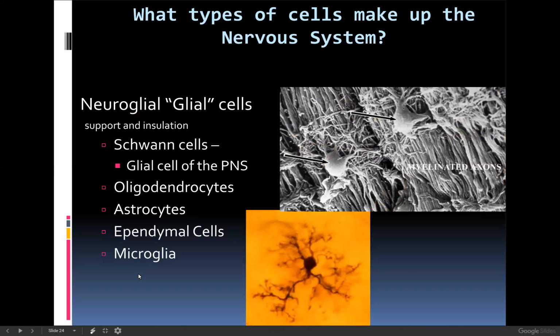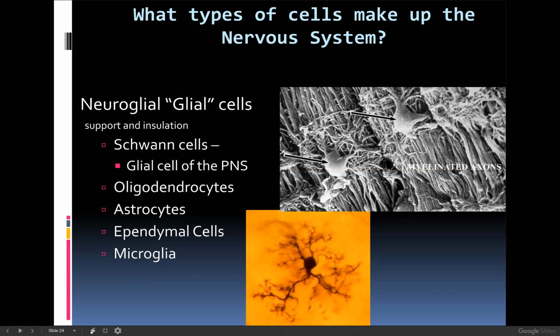So the nervous system is comprised of neurons and neuroglial cells, or glial cells. There are about 100 billion neurons in the human nervous system, and about 10 times that many glial cells. The glial cells provide metabolic support and electrical insulation for the neurons or the nerves.